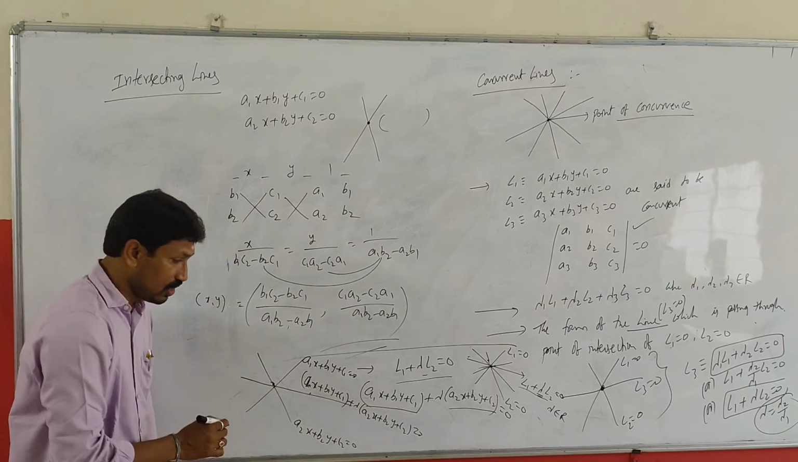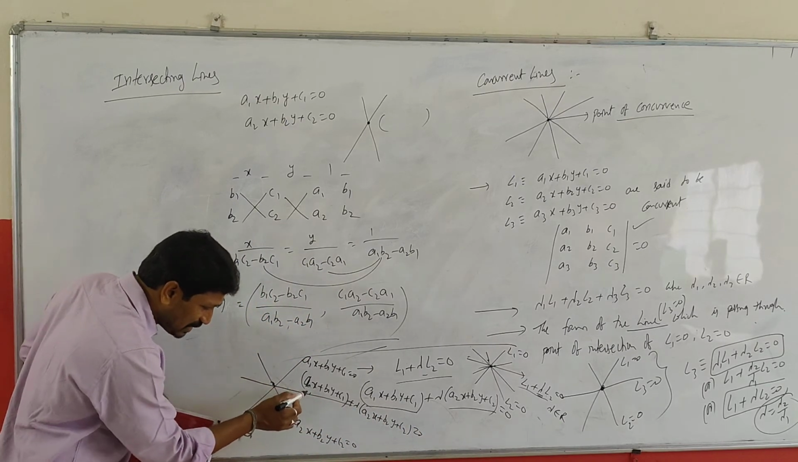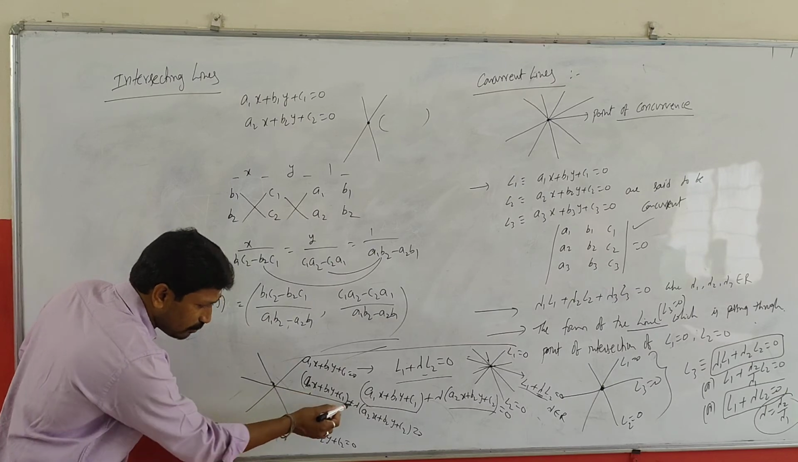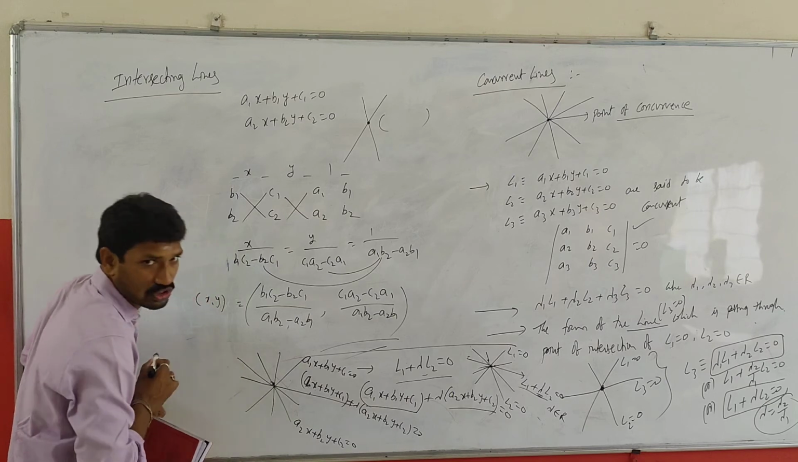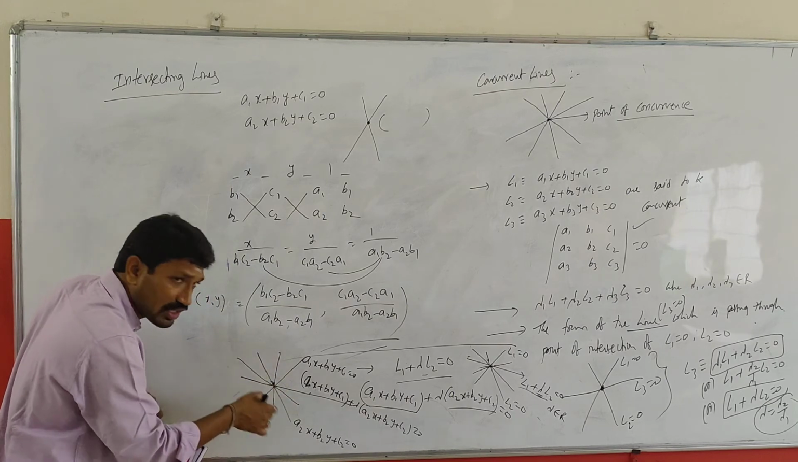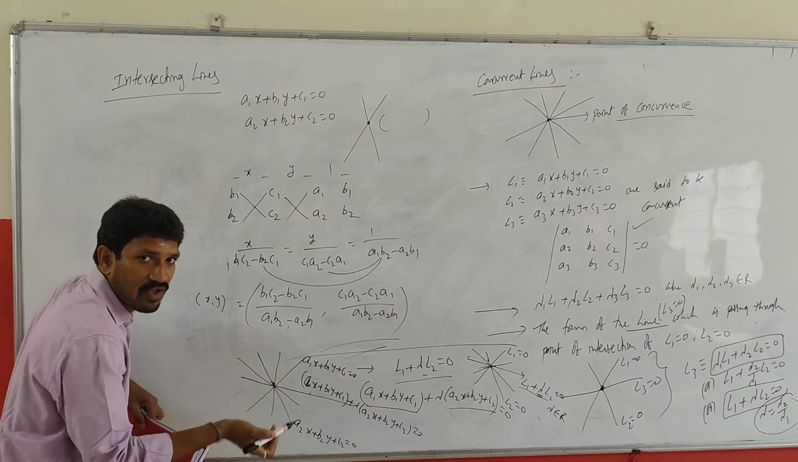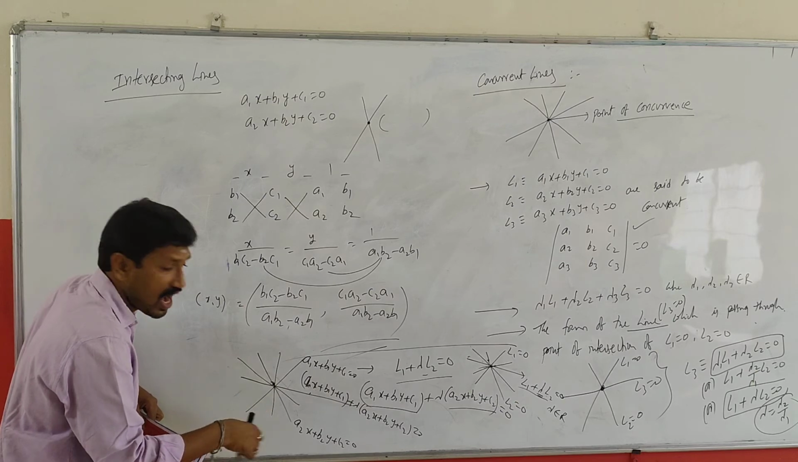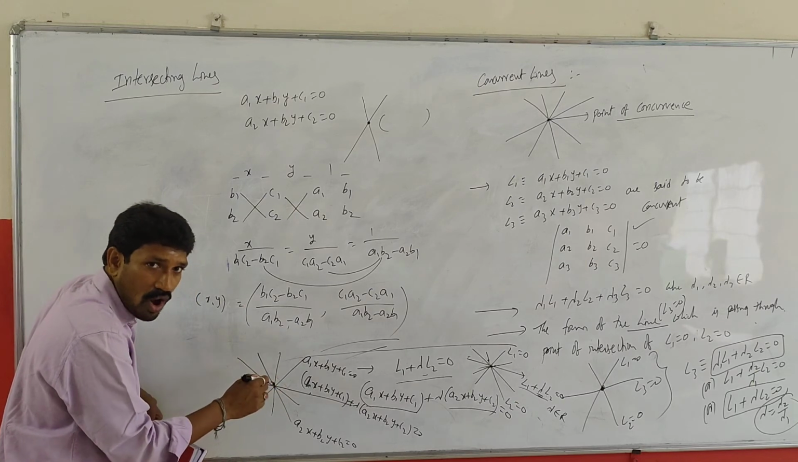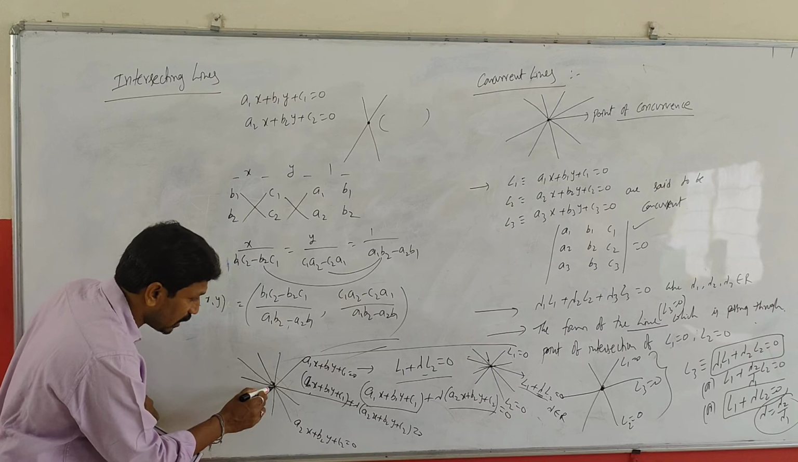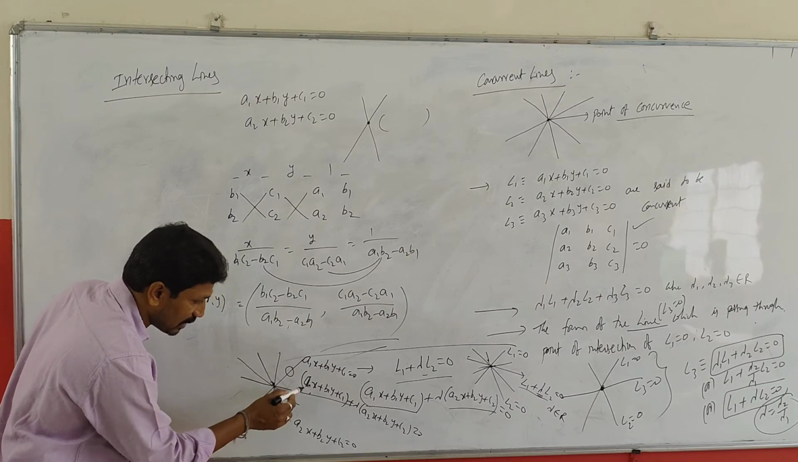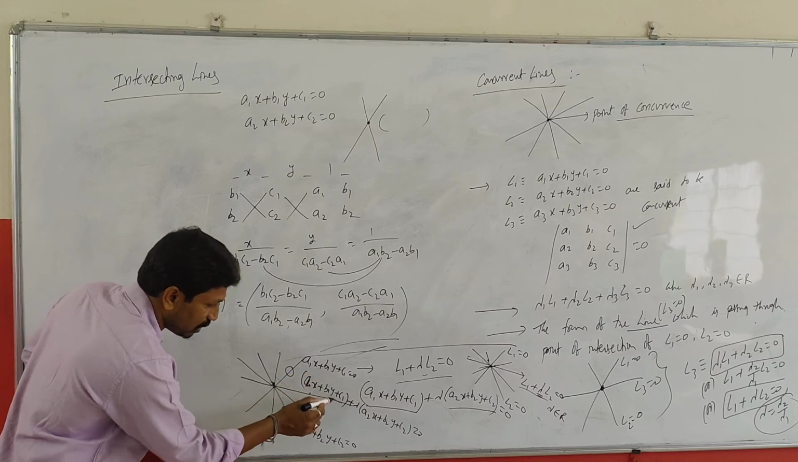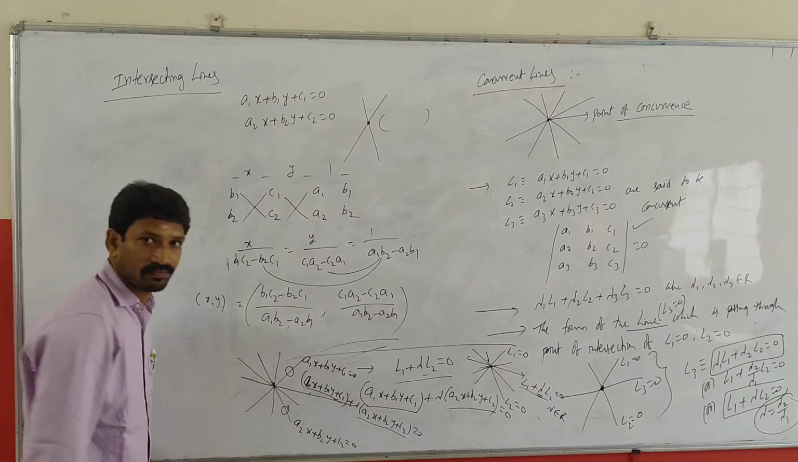This is the line. A line means that for different values of lambda, we can take different lines passing through this point. So what can we say? All these lines are nothing but a family of concurrent lines. And if you want to find the point of concurrence, that point is nothing but the point of intersection of this line and this line.